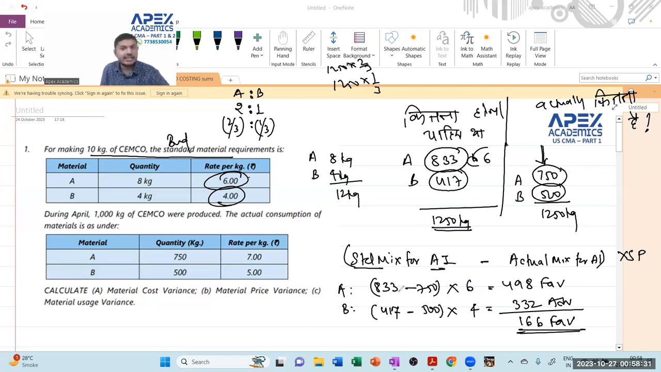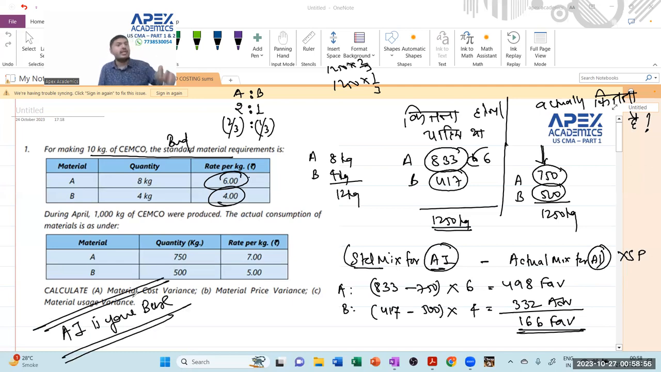Favorable. This was material mix variance. What was this? This was material mix variance, in which you are taking standard mix for actual input and actual mix for actual input, where actual input is your base. Actual input is your base, my dear ladies and gentlemen.